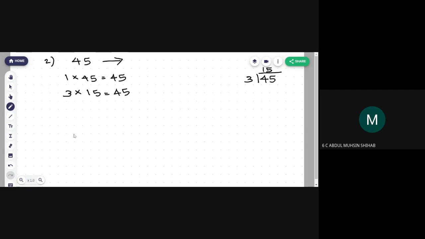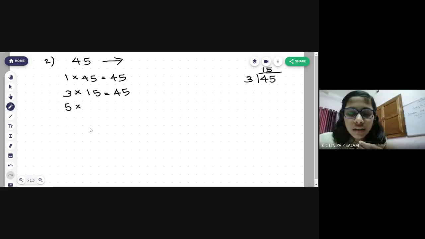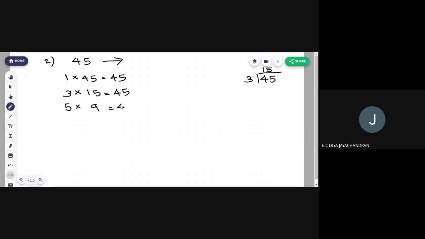No. So we can do with the 5. With the 5 we can divide. How many 5s are 45? 5 into 9. 5 nines 45. Then with the 6 we can do.